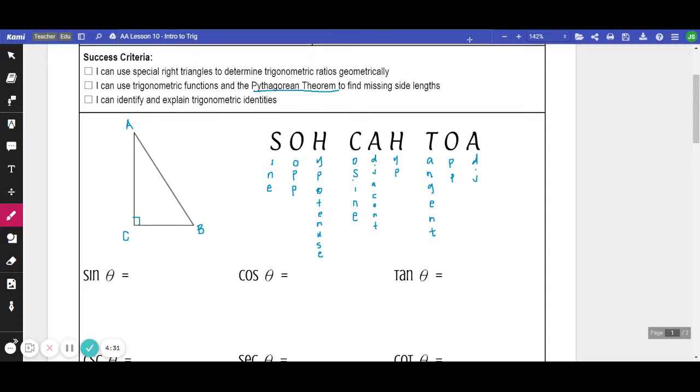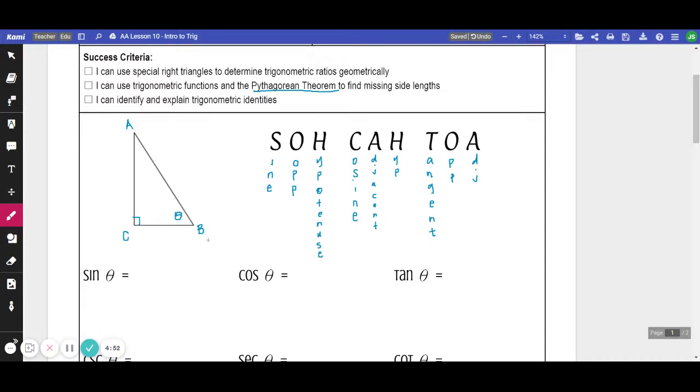So I said that the sides are based off of an angle. So here we have an angle theta. This is a Greek variable that represents an angle. So let's say that theta is angle B right here. They could also just name it like sine of B. We could do that too.